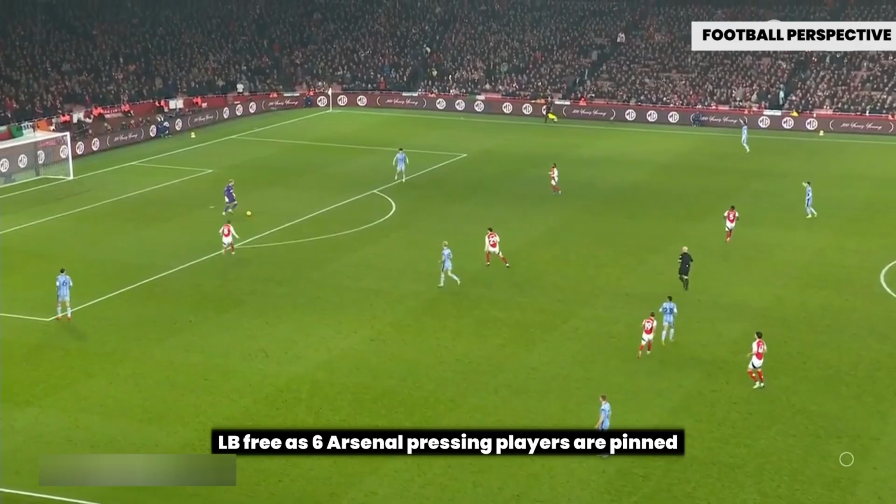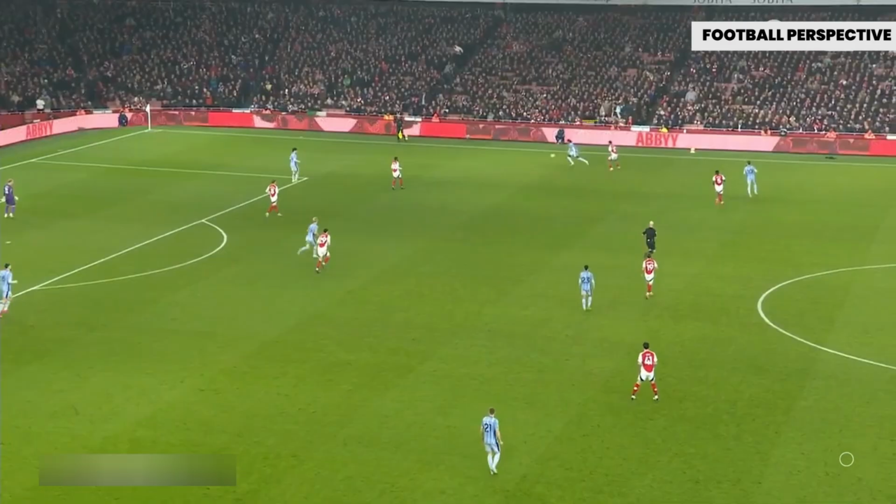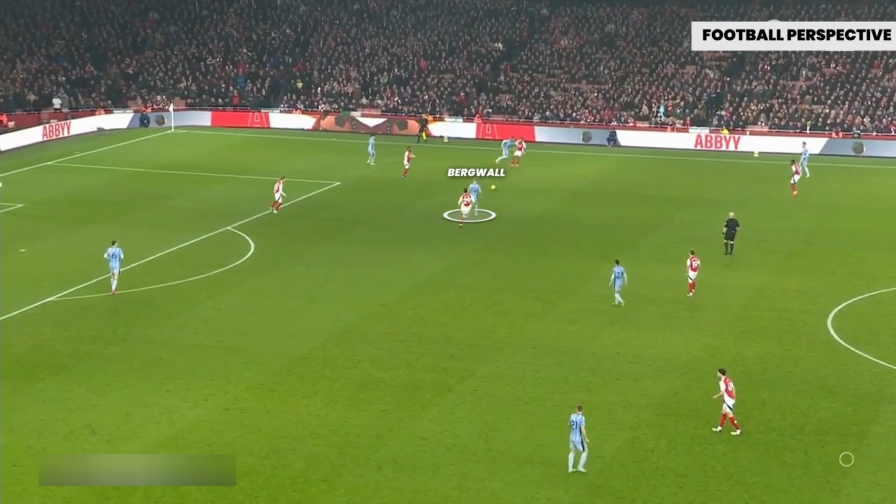The left back is totally free as all six of Arsenal's pressing players are pinned. The free position of left back forces Arsenal to push their right back out of the back lane to maintain the high press. Spence was closed down, thus Bergwall made himself available as an option. Still, Arsenal has their players defending Tottenham closely. The difference from previous instances is that now Spurs are in control and Arsenal is reacting to their movements rather than Spurs falling into Arsenal traps.